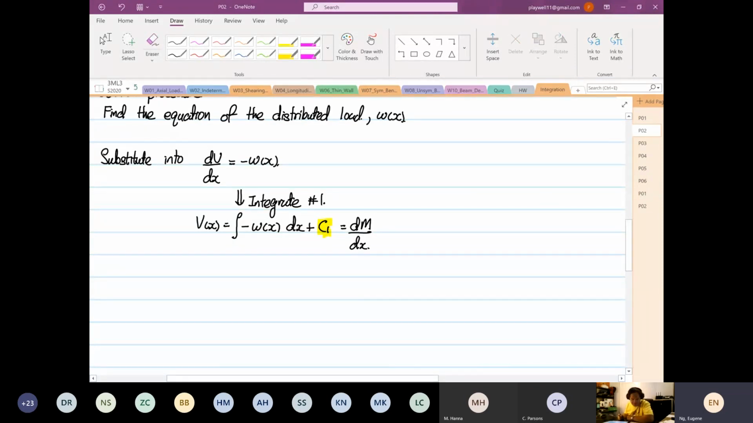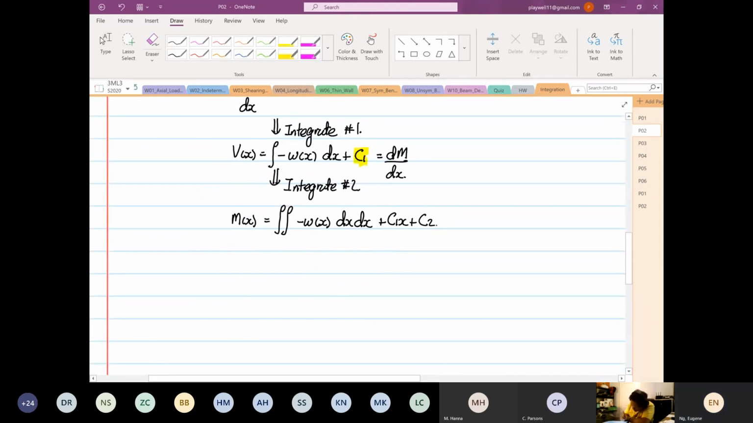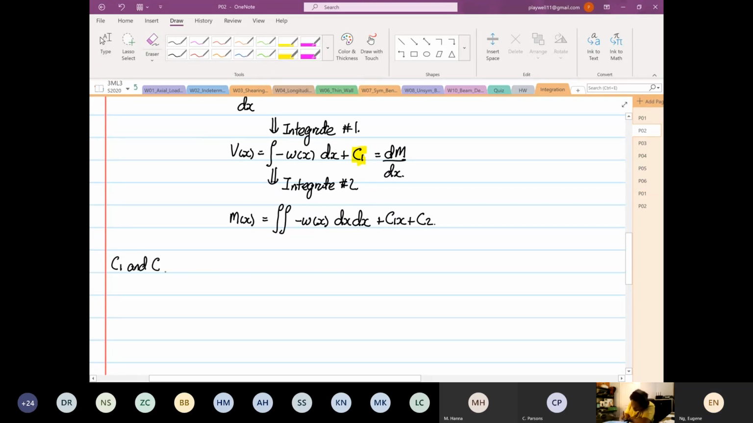Then after that, when you have this expression, you integrate again. We integrate the second time. Now you have M as a function of x. Now we are going to integrate twice: minus omega as a function of x once, twice, plus c1 x plus c2. So this is our solution procedure, where c1 and c2 are constants that are determined with the boundary condition.